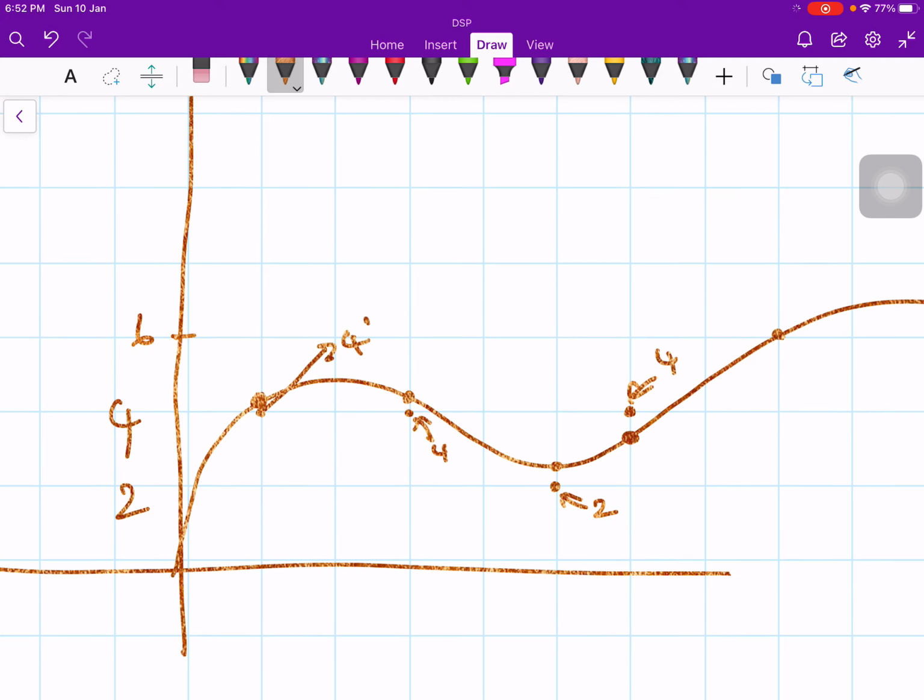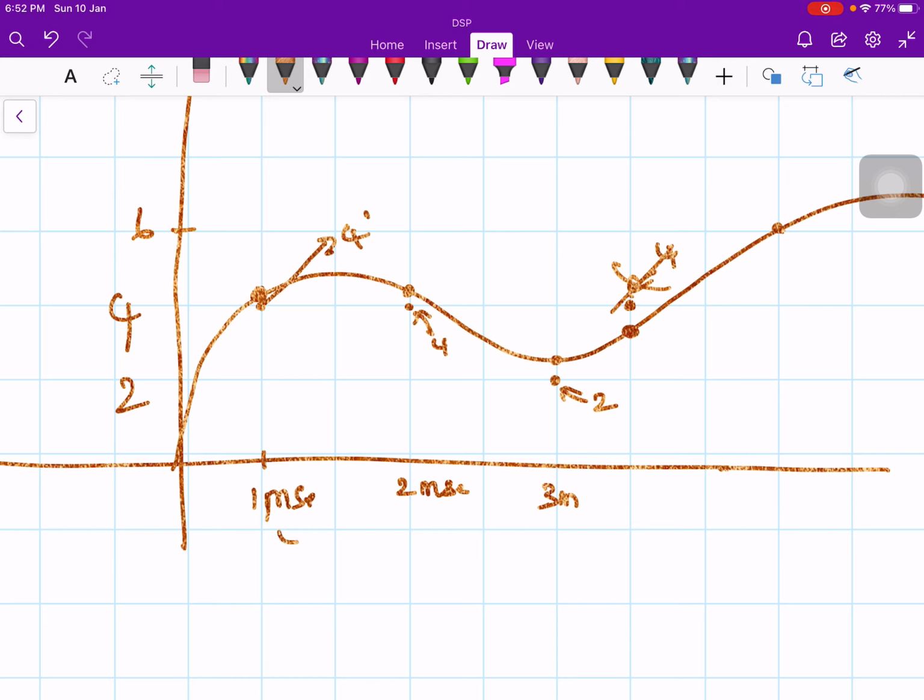Here this is 1 millisecond, 2 milliseconds, 3 milliseconds, and so on. Sorry, I took this point wrongly. Let's say this is somewhere like that. So the gap in between is T equal to 1 millisecond. And what is your sampling frequency? Sampling frequency is 1 by 1 millisecond. It is 1000 samples per second.